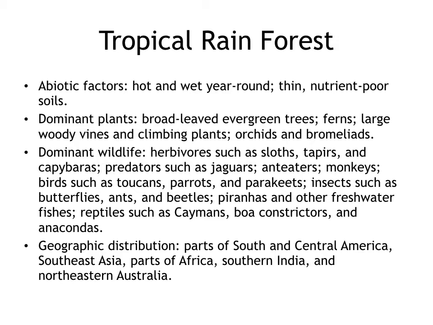You're going to have a lot of broadleaf evergreen trees, ferns, large woody vines. They don't lose their leaves. Right? You're going to have herbivores such as sloths and tapirs. You're going to have jaguars, anteaters, monkeys, toucans, and parrots are going to be pretty characteristic of it. Right? And like we said before, the geographic distribution will be parts of South and Central America, Southeast Asia, parts of Africa, Southern India, and Northeastern Australia. So what I want you to do for this is I would like you to copy all these characteristics. I know it is a lot, but that's why I've split it up into a few today and a few tomorrow.